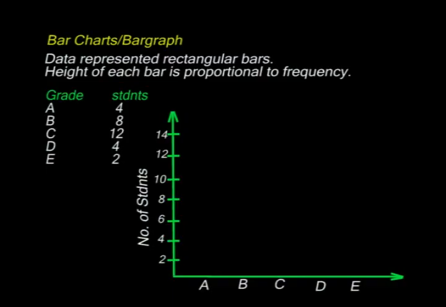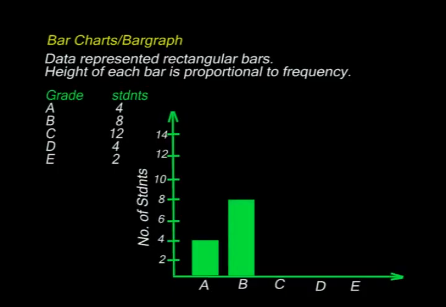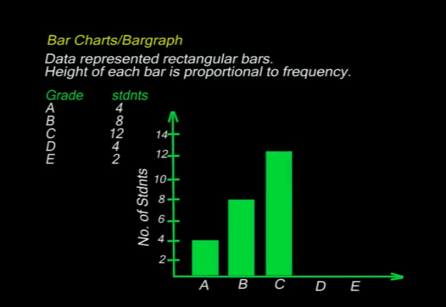So after I choose my scale, I then start representing the information. For A, there were 4 students, so I have the bar for A. It has 4 students. Again for B, I have how many? 8 students. I have that bar for B up to 8. C, I have how many students? 12. So I have that bar for C. D, there were 4, just like A. So I have that bar for D. And finally E, there were 2 students.